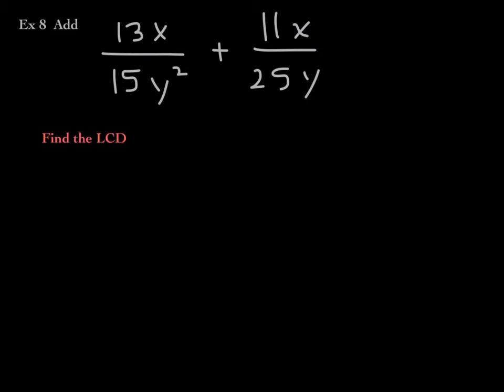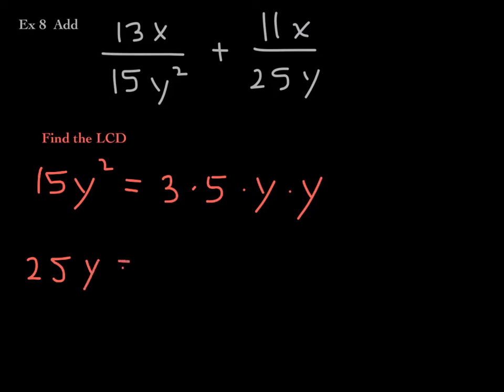If you need help finding the LCD, you can listen to the following explanation. Here is 15y squared. That's one of your denominators. 15y squared factors as 3 times 5 times y. That's prime factorization. The other denominator, 25y, factors as 5 times 5 times y. The LCD happens to be the product of each different factor the greatest number of times it appears in any one factorization. That sounded like a mouthful. Let me break that down for you.